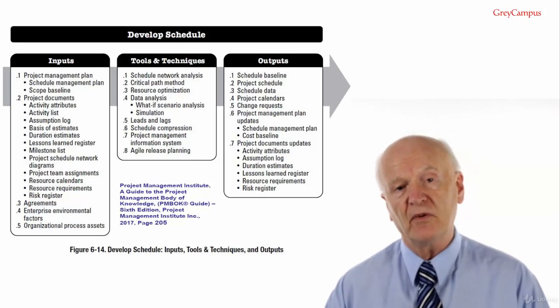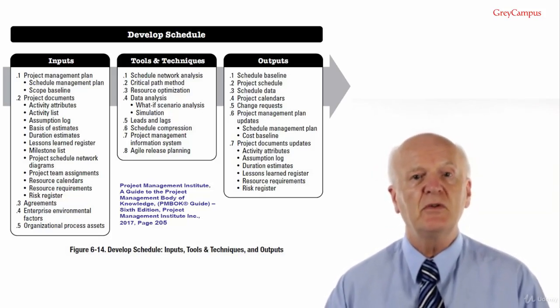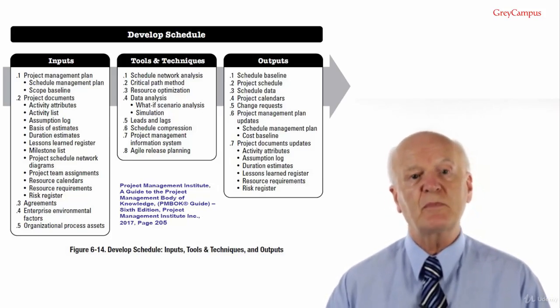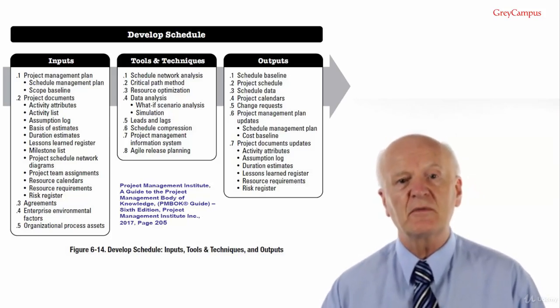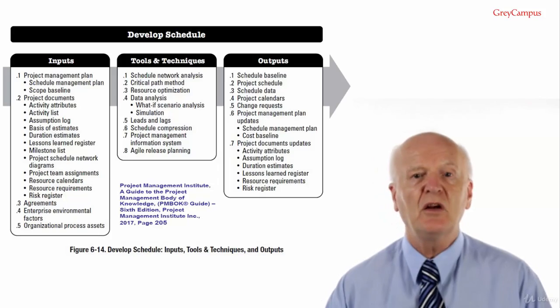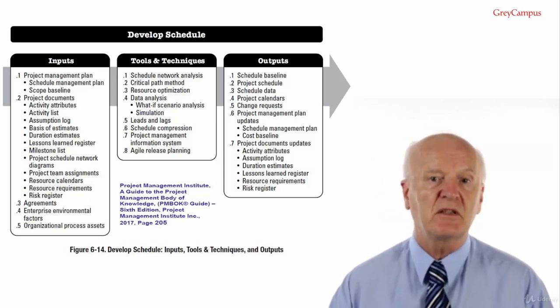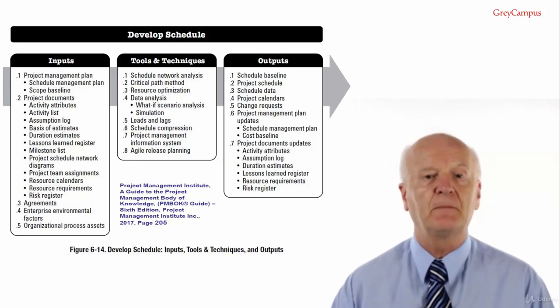Turn to technique number 5, leads and lags, which we've mentioned before. Leads are used in limited circumstances to advance a successor activity with respect to the predecessor activity. The lags are used in limited circumstances where processes require a set period of time to elapse between the predecessor and successors without work or resource impact.